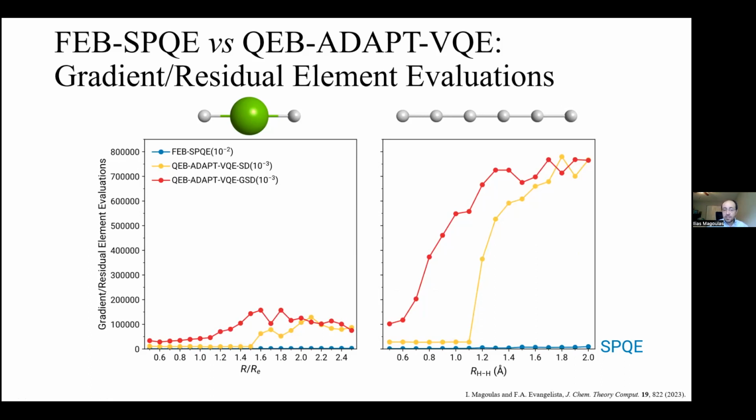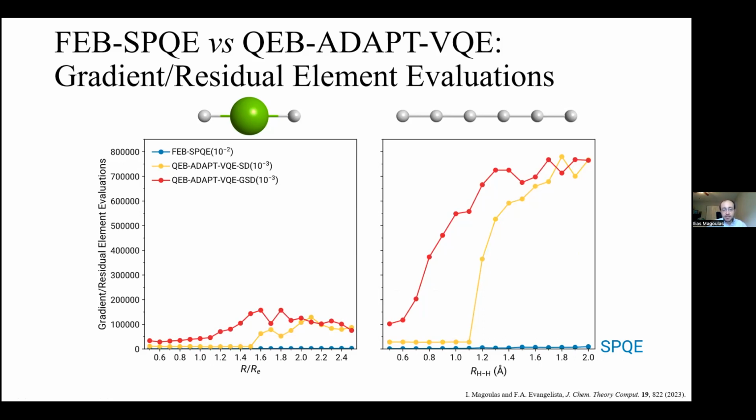And furthermore, for SPQE, we added multiple operators per macro iteration. And this allowed us to converge within 4 to 5 macro iterations. But for adaptive VQE, you have a number of macro iterations, which is equal to the number of operators in your ansatz.